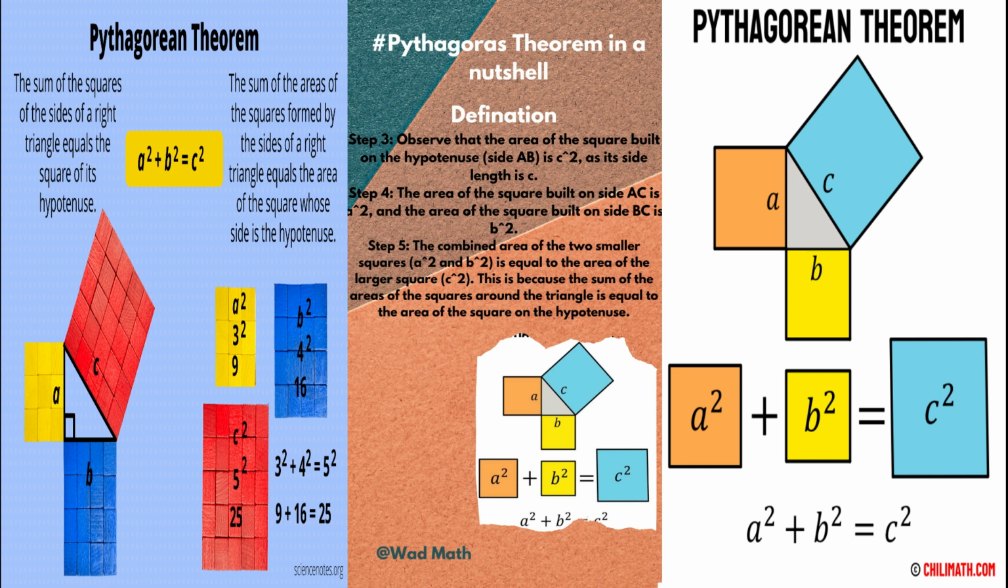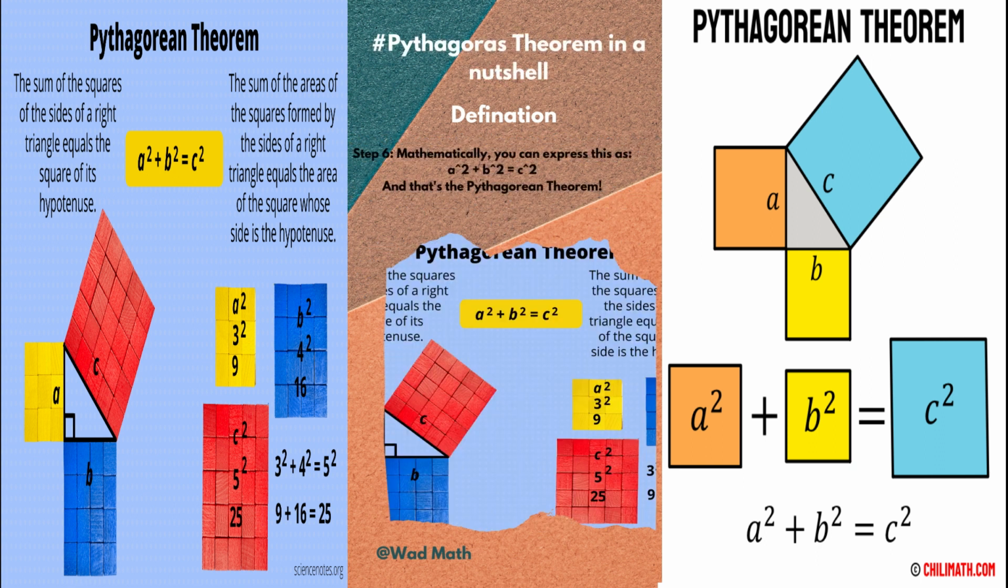Step 5. The combined area of the two smaller squares, a squared and b squared, is equal to the area of the larger square, c squared. This is because the sum of the areas of the squares around the triangle is equal to the area of the square on the hypotenuse. Step 6. Mathematically, you can express this as a squared plus b squared equals c squared. And that's the Pythagorean theorem.